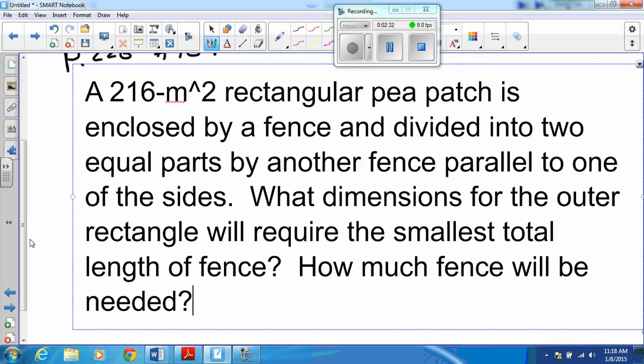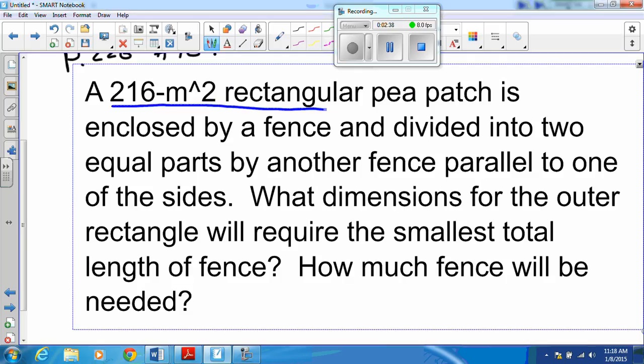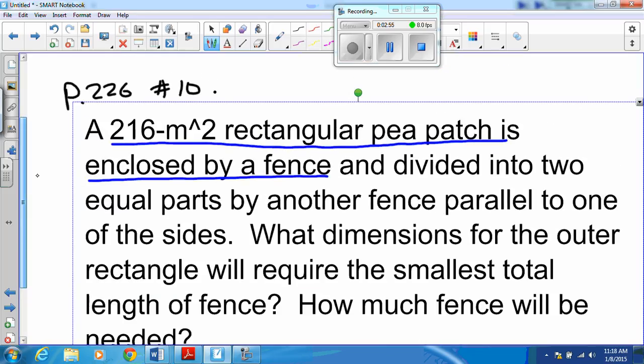Let's work on the translation problem first. We're told that a 216 square meter rectangular pea patch is enclosed by a fence. In order to make sense of this problem, I immediately want to do what for myself? Draw a picture. Very good. That's exactly it. I'd like for everybody to draw a picture of our rectangular pea patch.